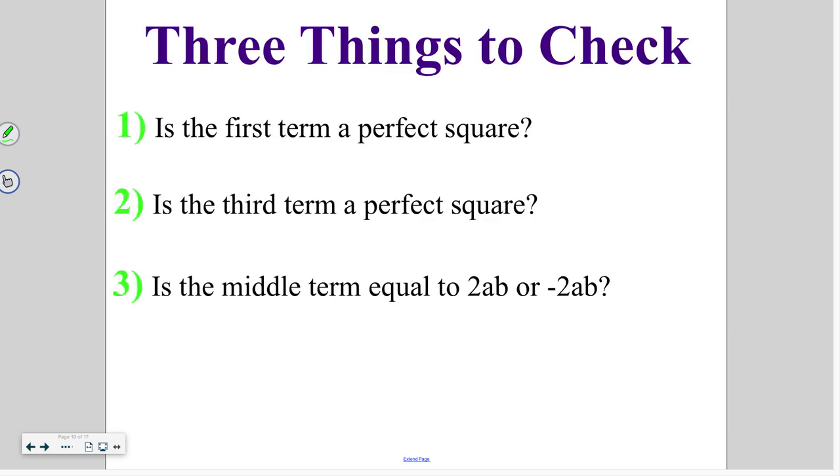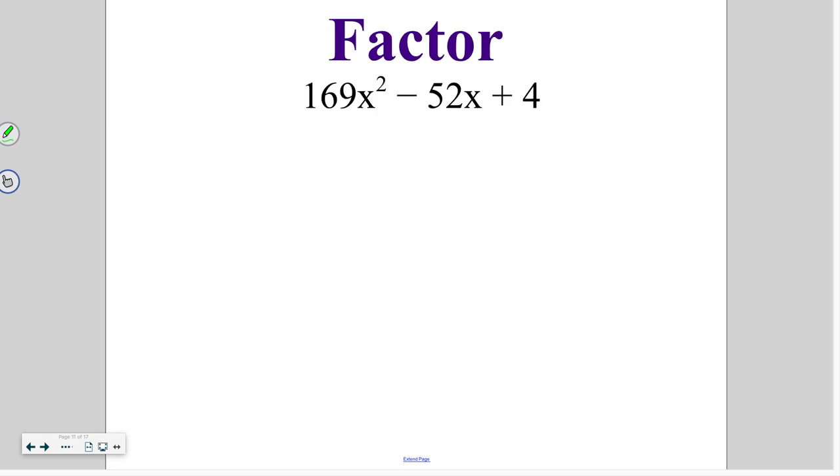Again, there are 3 things to check. First, is the first term of our trinomial a perfect square? So can we take the square root? Second, is the last or the third term a perfect square? And third, we want to check to see if that middle term is equal to 2 times ab or negative 2 times ab. I'll go over what these mean a little bit more specifically with this next example.